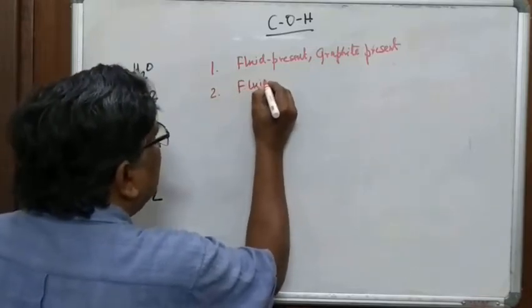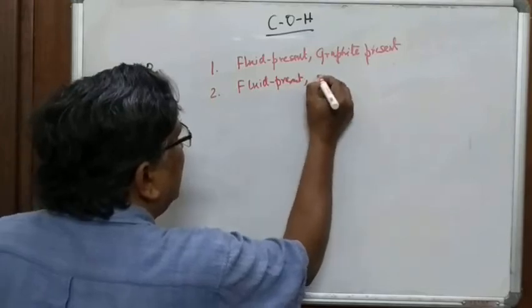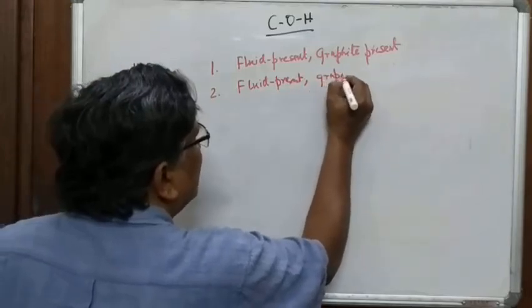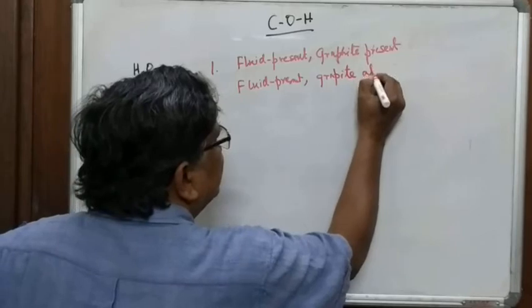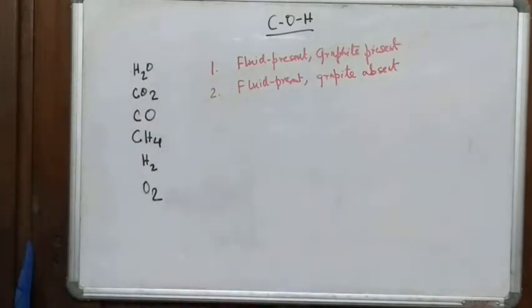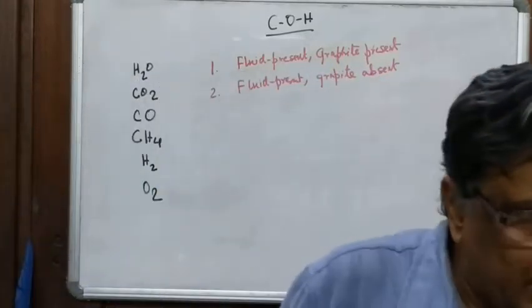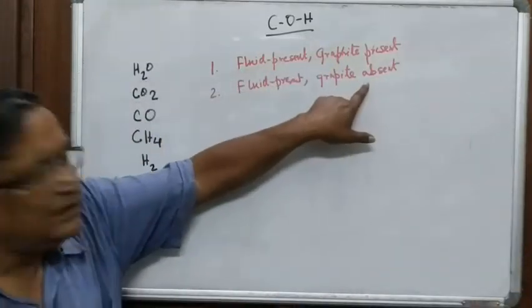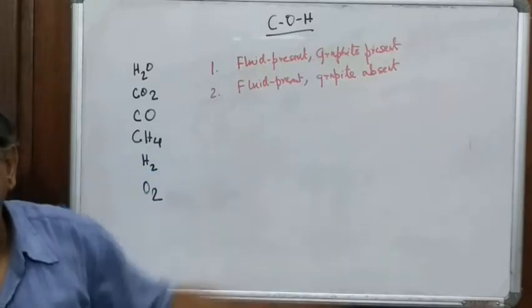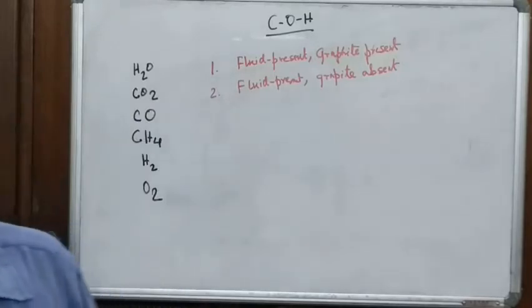Right? Or you could have fluid present, graphite absent. So you have a COH fluid system where you have a fluid present situation, sigma xi equal to 1. But activity of carbon in graphite is not equal to 1. We can have this situation as well.